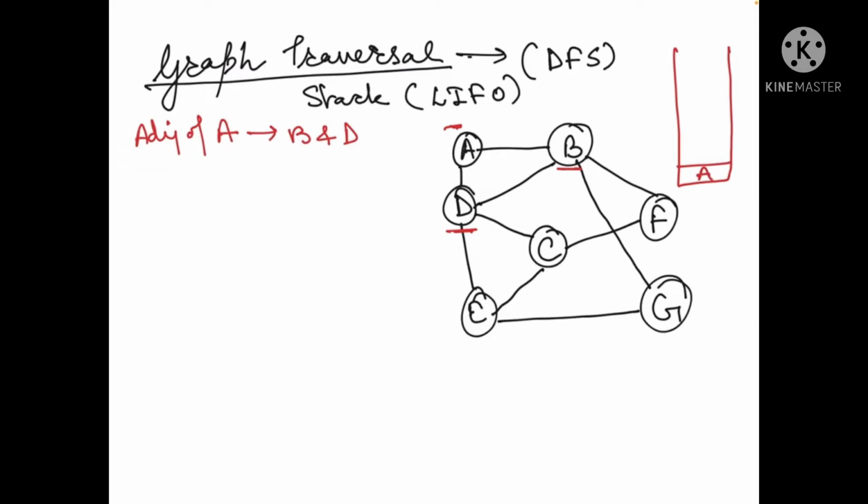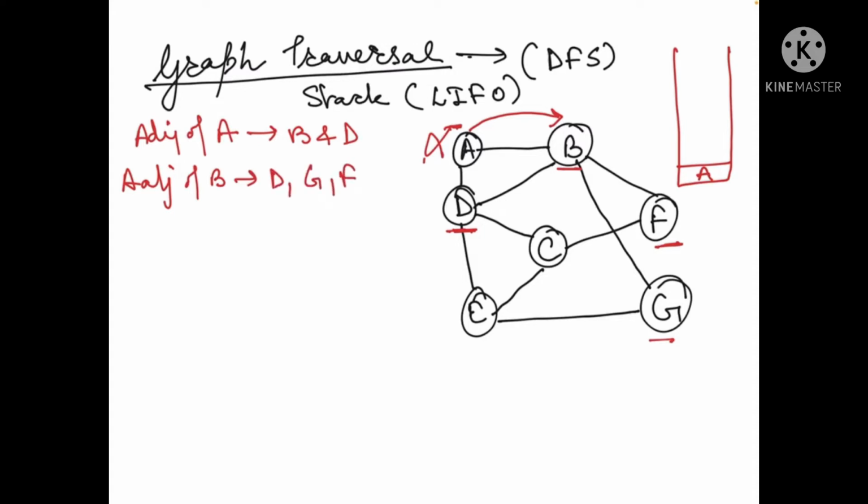Now in the DFS traversal, you go deep inside, deeper and deeper like this. So that's what I wanted to tell you. Now we will go here. Suppose I'm going from here to here. Now I will see adjacent of B. The adjacent of B are D, F and G. Why are we not taking A? Because A is already visited. So that's the reason I'm not taking A. So it will be D, G and F.